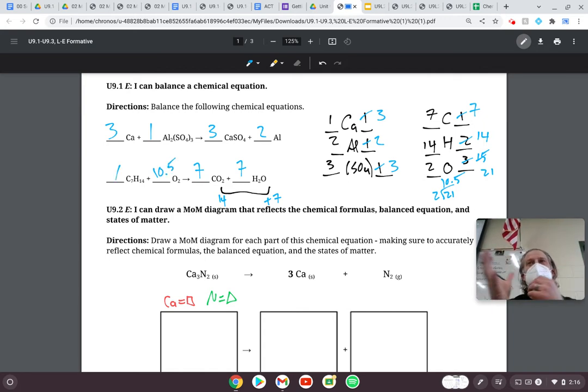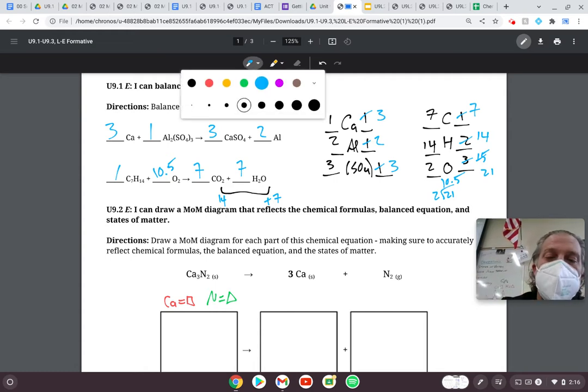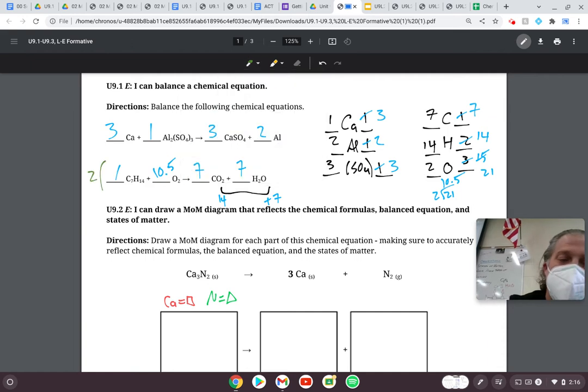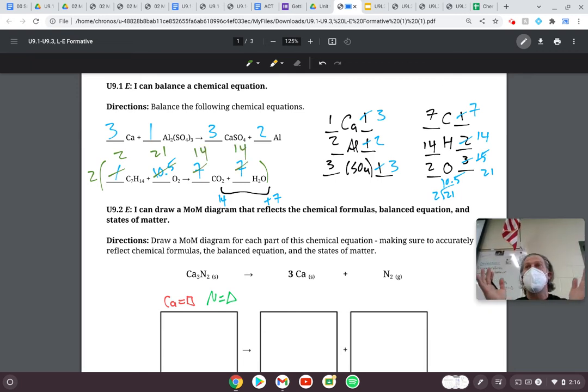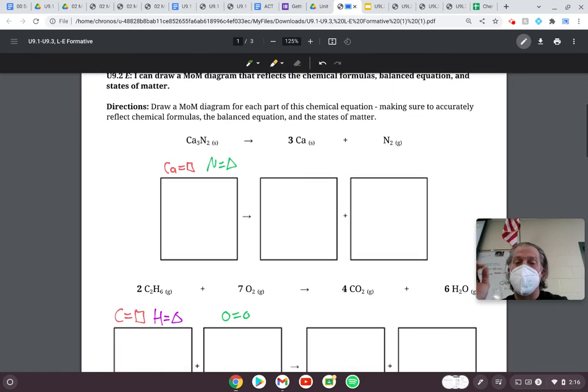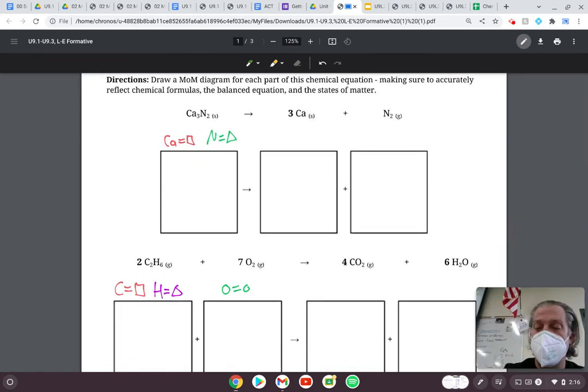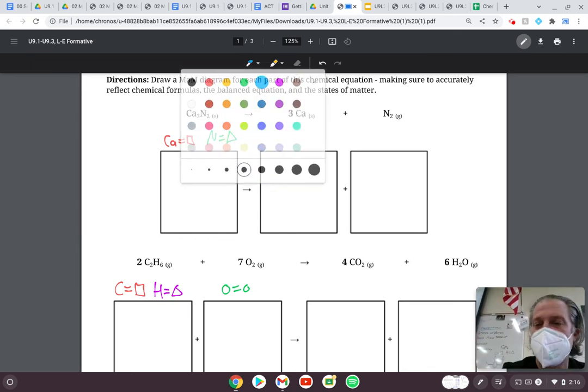And everybody's happy, but we can't have 10.5, as you either have a whole oxygen or none. You can't have half of an oxygen. So what we're going to do is multiply all of the coefficients by 2 here. So I have a 2, a 21, a 14, and another 14. And now everybody's happy. So far, so good. Now I've given you a balanced chemical equation, and we're going to go ahead and draw the model of matter diagrams for said equation.